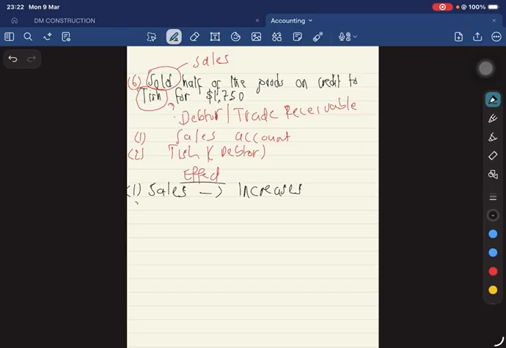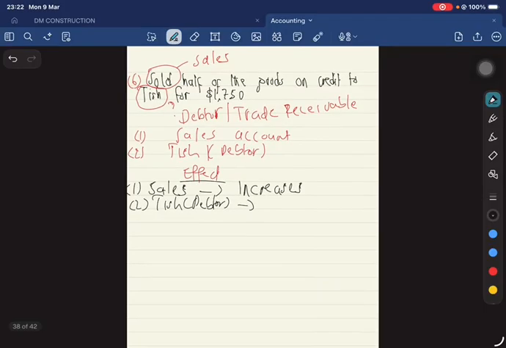And let's look at what happened to Tish, who is a debtor. What happens to our debtor? Debtor increases. Debtor also increases. Now let's open the T account.